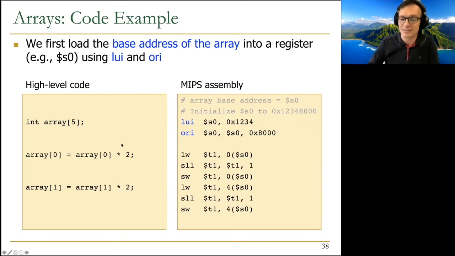We're going to use things that we have seen earlier, basically. So if you want to get the element 0, we calculate the address as base address plus offset 0. If you want to load element 1, we calculate the address as base address plus 1 times 4 bytes per word. That's why this offset is 4. And then you can actually do the multiplication, do the store.